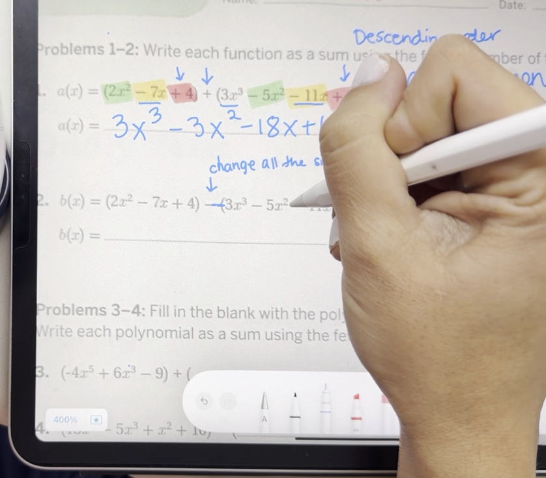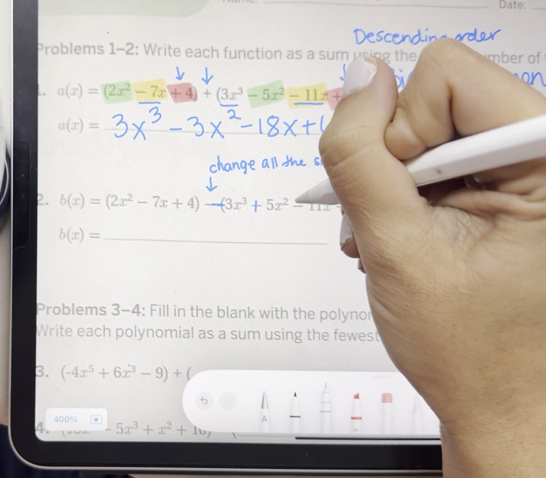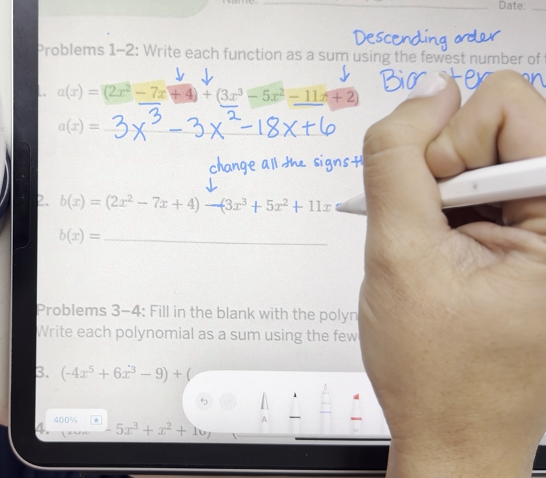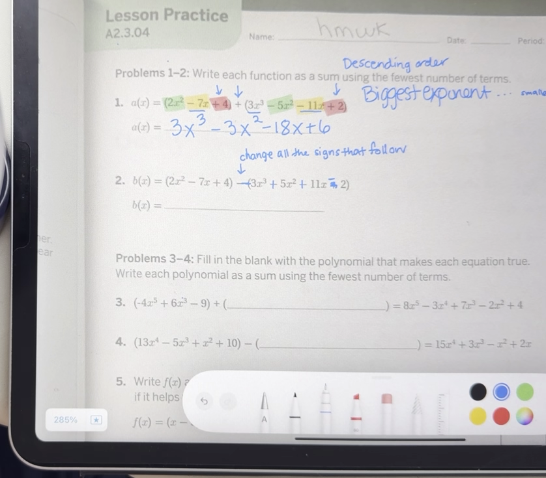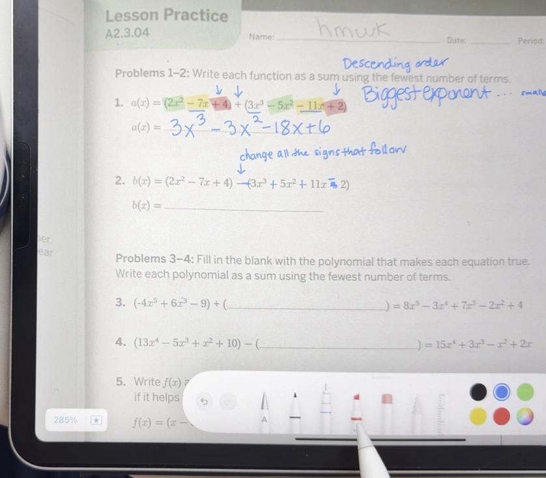The 5x squared was negative. Now it's positive. The 11x was negative. Now it's positive. And that was a positive 2. Now it's a negative 2. That's what the minus in the middle does. Okay. And then now you just go back to combining all the like terms, just like before.